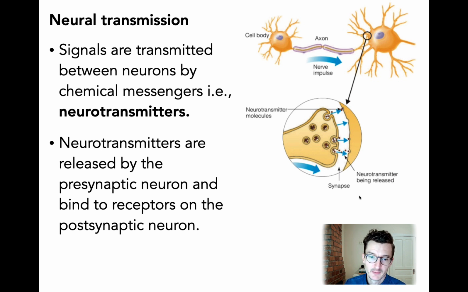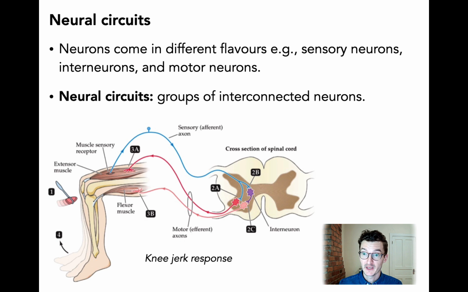So we often talk about the presynaptic neuron, the neuron doing the releasing of neurotransmitters, and the postsynaptic neuron, the neuron receiving the neurotransmitters. Now, most behaviors, all behaviors, I would say, rely on what are called neural circuits. So there probably isn't a behavior that's driven by the action of like a single neuron.